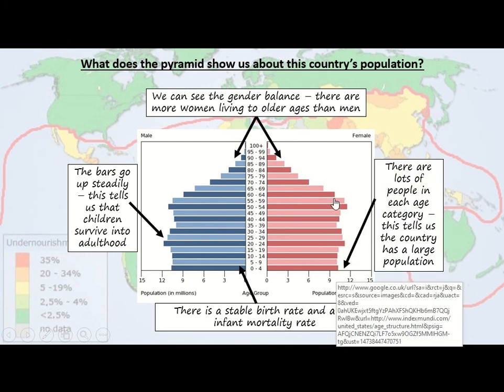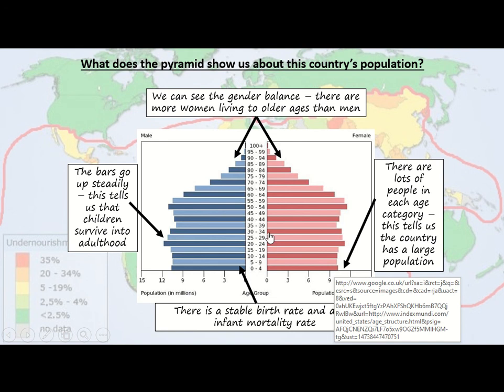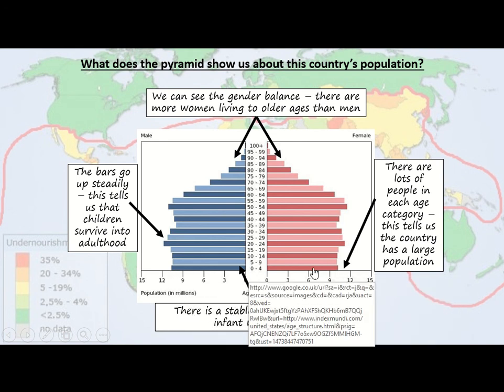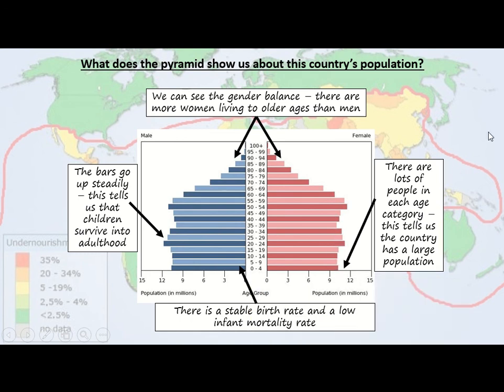And there's lots of people in every age category, which we've already identified shows us is quite a big population. You can see roughly, because we know that this bottom bar represents about 21 million people, as you go up the pyramid, there's going to be a large number of 20 million. And there's not that many countries that are about 300 million in size, to be honest. So that's just a few things that this population pyramid shows us.